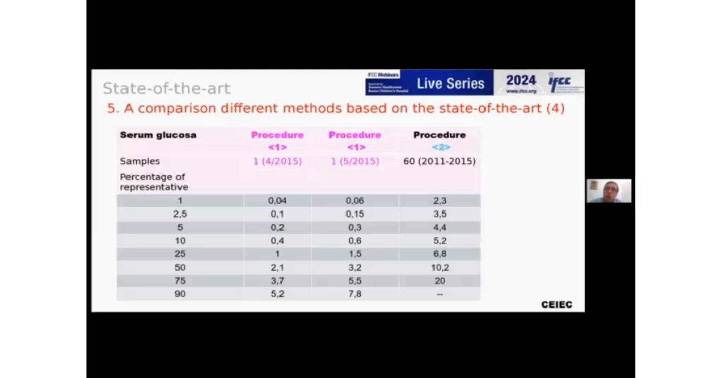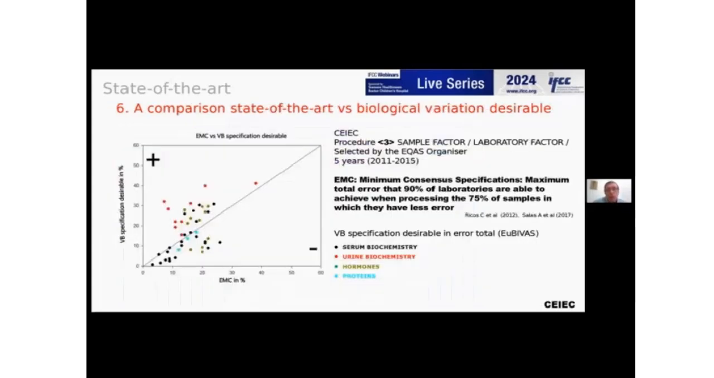This sounds normal because we are in situations, for example, in the case of biochemistry urines. So, logically, when we try to apply these specifications, choosing the quality specifications, we would choose the state of the art in this type of magnitudes.